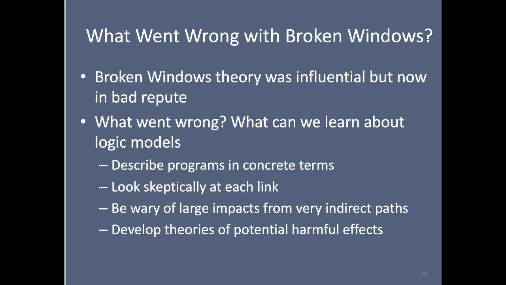And then finally, the last point I made, develop theories of potentially harmful effects. Think about how something like arresting turnstile jumpers could go wrong if police tend to be more concerned with lower income neighborhoods or underrepresented minority neighborhoods. What potentially harmful effects could that have? So that's the end of one of my favorite chapters.